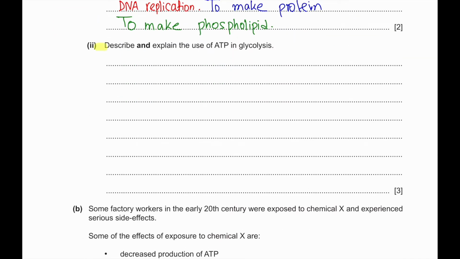Part 2. Describe and explain the use of ATP in glycolysis. So basically, ATP phosphorylates glucose into hexose phosphate. ATP then phosphorylates hexose phosphate into fructose bisphosphate, so that glucose cannot leave the cell. ATP provides activation energy to break down the glucose.